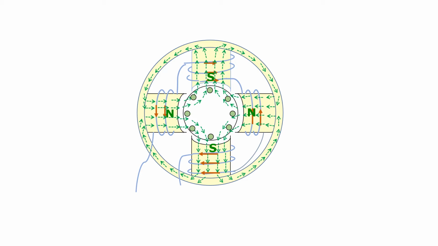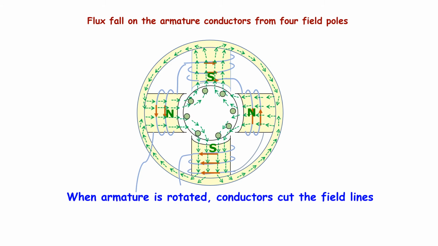You are now seeing the armature conductors in the armature. The flux is falling on the armature conductors from the 4 field poles. When the armature is rotated, its conductors cut the field lines and voltage is generated.